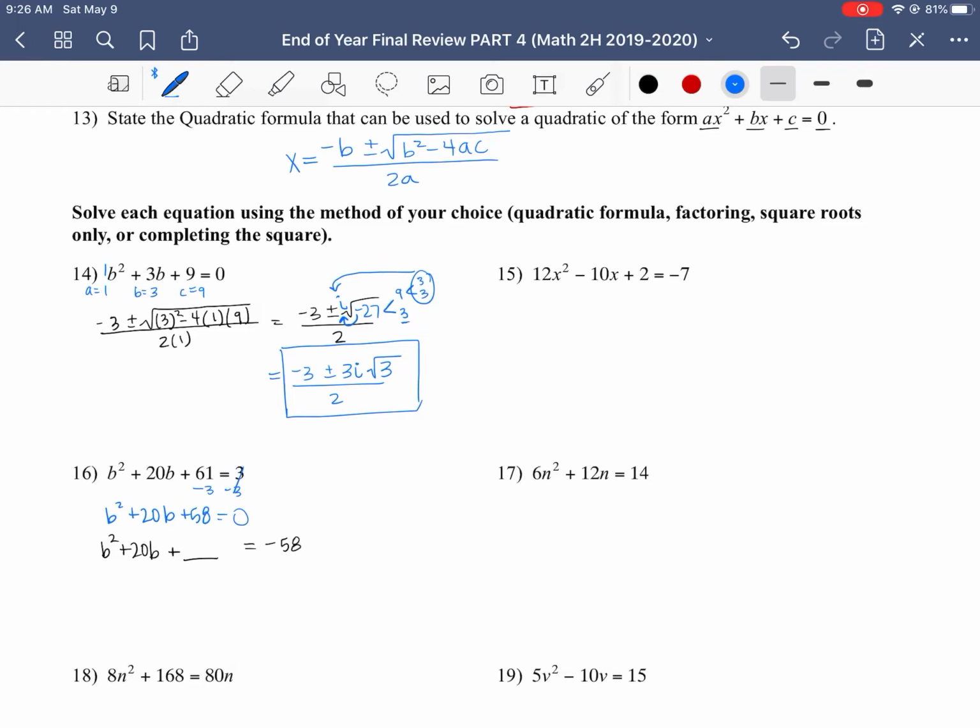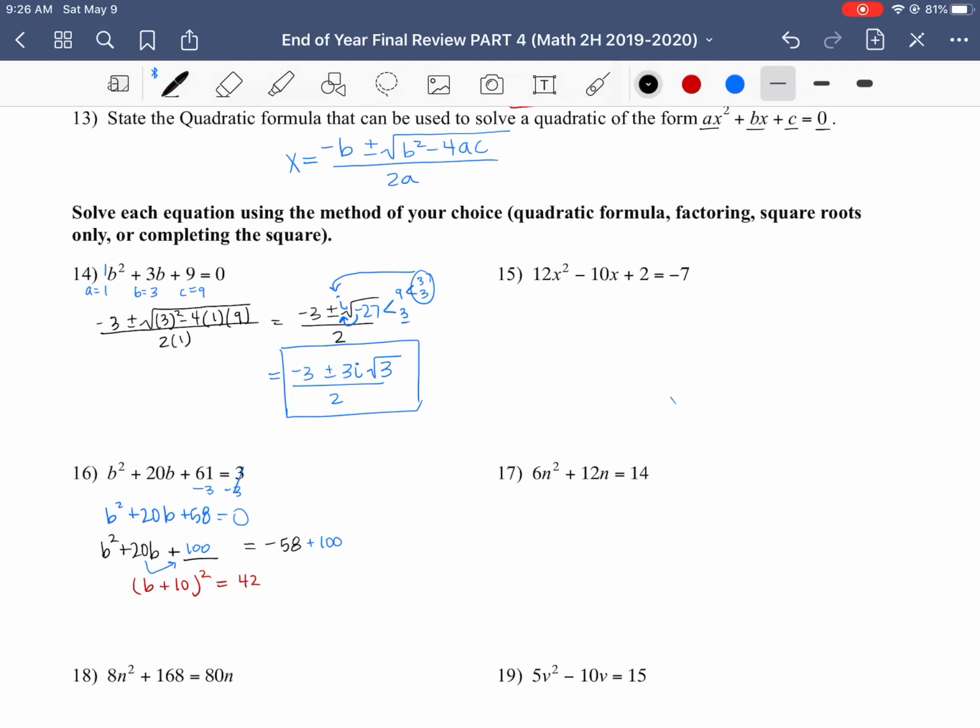To find that perfect value, we take half the middle term and square it. So half of 20 is 10. 10 squared is 100. And if we add 100 to the left side of the equation, we need to keep it balanced by adding 100 to the right side of the equation. And then we factor the left side. So we've practiced this quite a bit, doing our circle equations and ellipses. Oh, not 2. b plus 10, squared. And on the right side, that would leave us with 42 when we combine that.